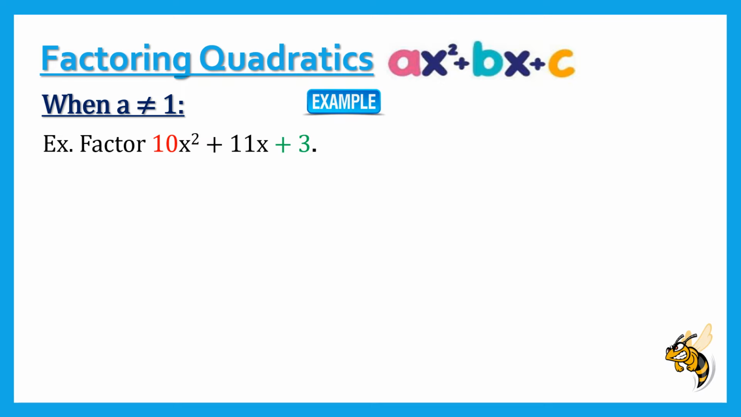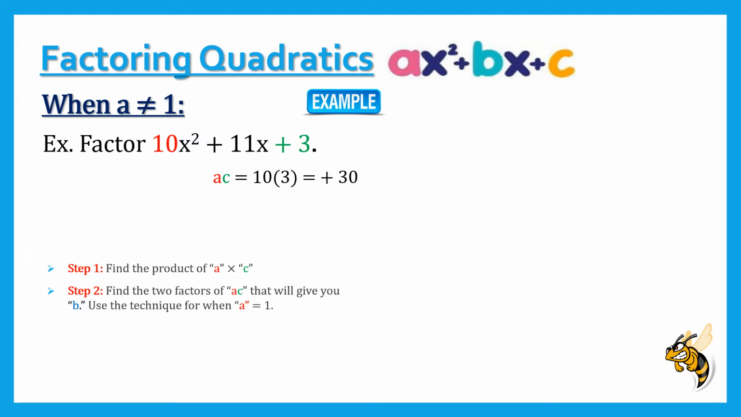If we analyze the example, we notice that 10 is a because that's the coefficient of x squared, and 11 is b because that's the coefficient of x, and positive 3 is c because that's the constant. First, we need to find the product of a times c. So therefore, a times c will equal 10 times 3, which is equal to positive 30. If you notice, I put the plus sign there because it's positive and it's going to come in handy in the next step.